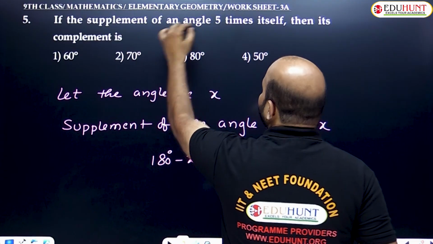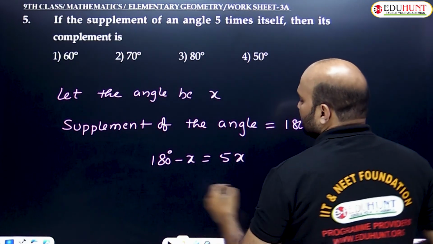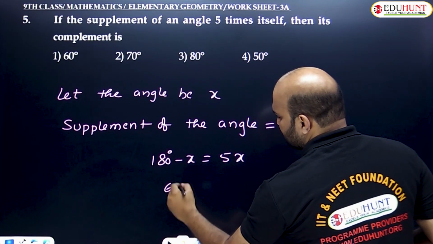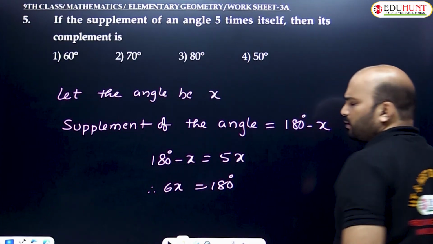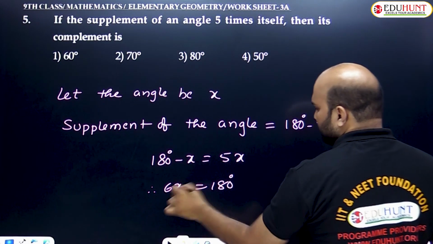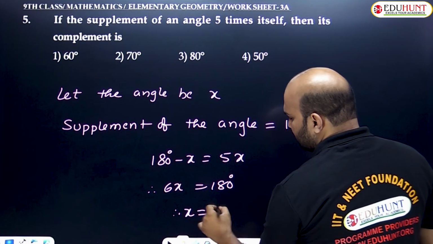But here, the supplement of the angle is 5 times itself. 5 times of itself means 5x. Therefore it can be written as 6x equals 180 degrees. So minus x goes to the right side and becomes positive. 5x plus x is 6x. Therefore x equals 180 by 6, which is 30 degrees.